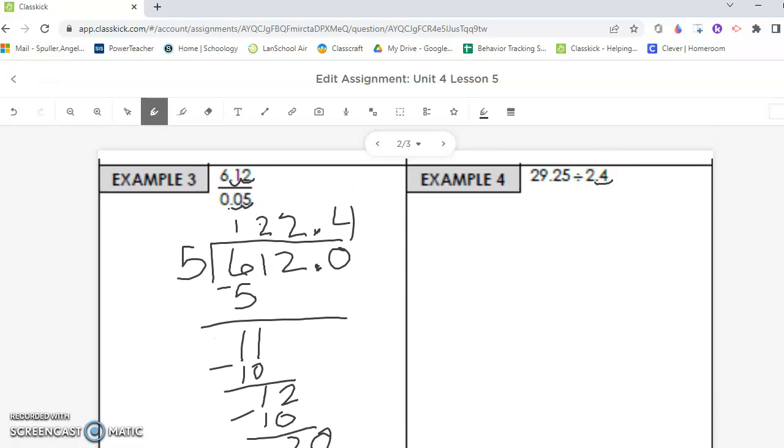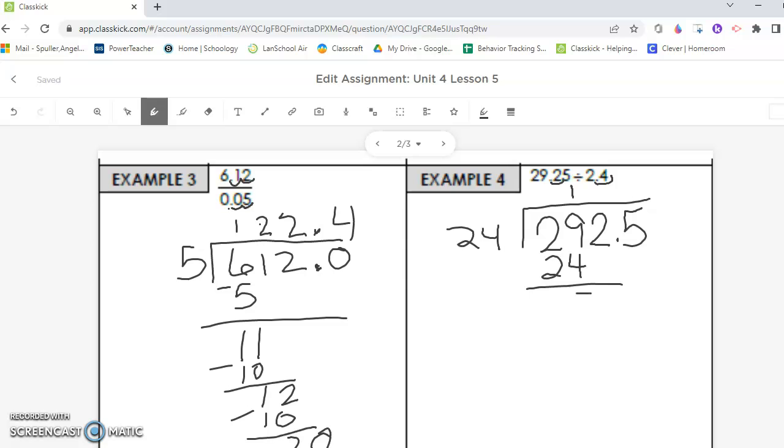Here we go. We're moving this one over 1, so we're moving this over. So we get 292.5 now, divided by 24. 24 can go into 29 one time. That gives me 5 left over. Bring the 2 down. It can go in there 2 times. 2 times 24 is 48. That gives me 4 left over. Bring down the 5. It can go in there just once.